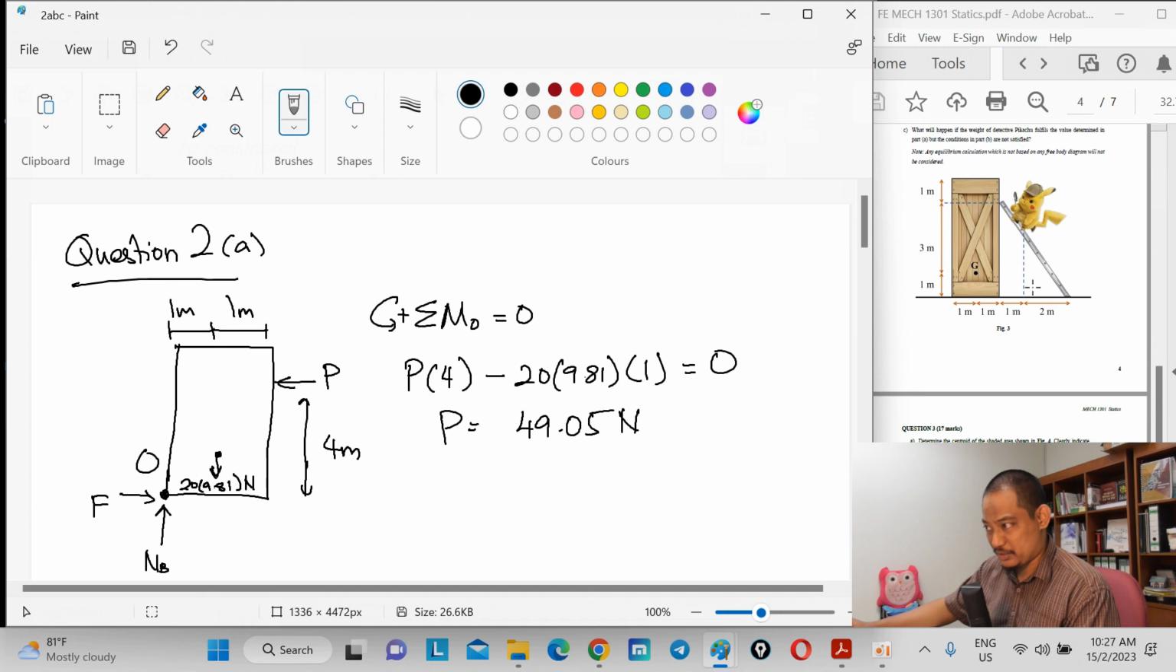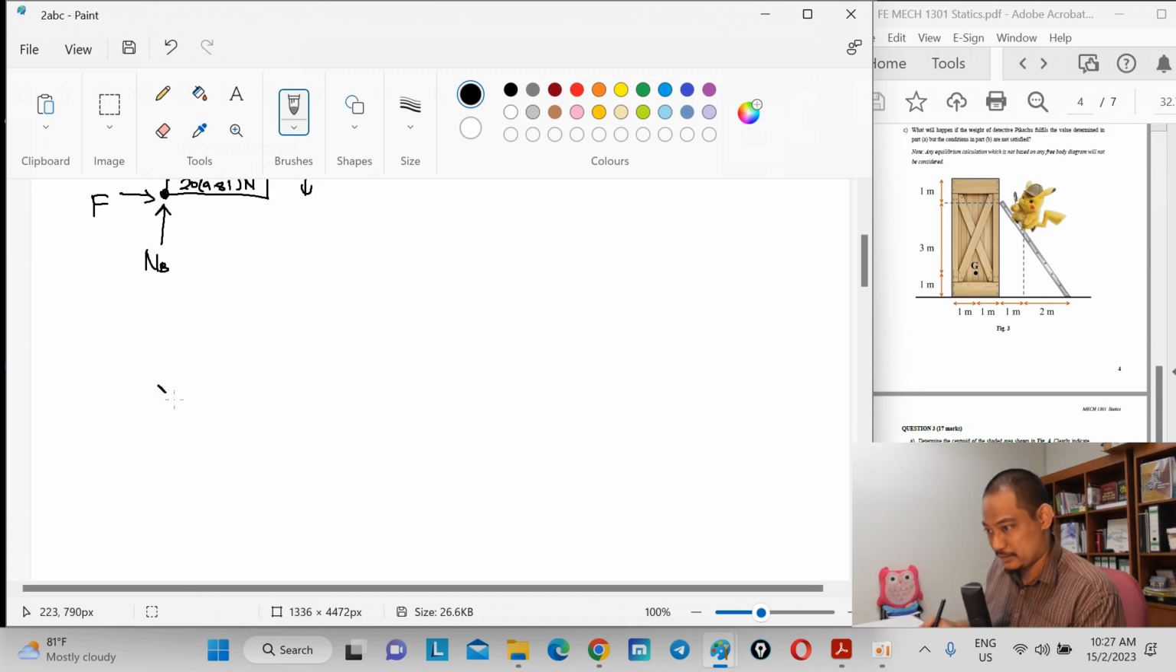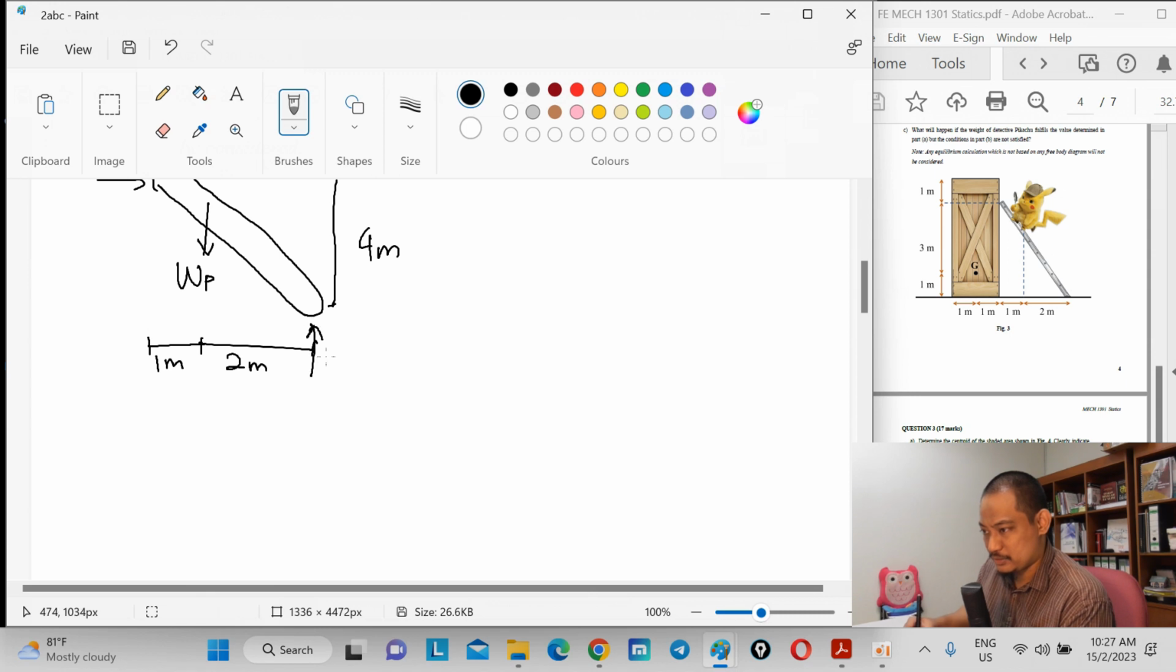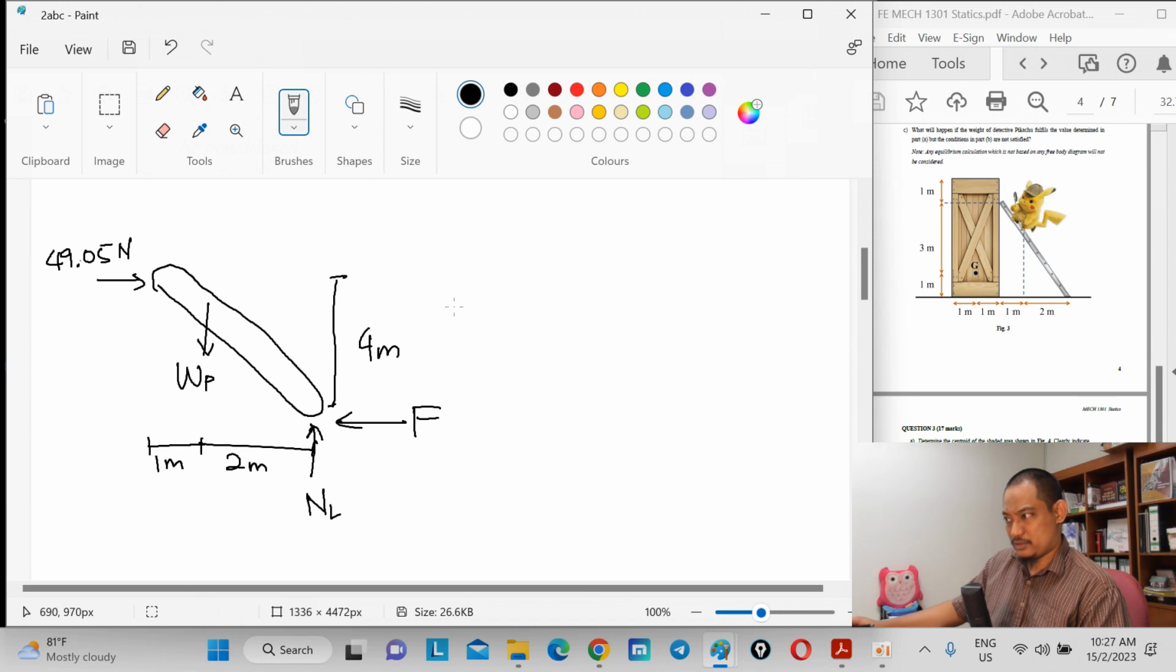Now what we want is Pikachu's weight, right? So we go to that side. We have this P, and it's already determined, 49.05 Newton. We have the weight of Pikachu. It's not at the middle, right? So it's there. That's the weight of Pikachu. And this is 1 meter, 2 meter. The height is 4 meter, right? So we should have a normal reaction here as well, the normal of the ladder. And then for friction, the friction will be that way. That's all.